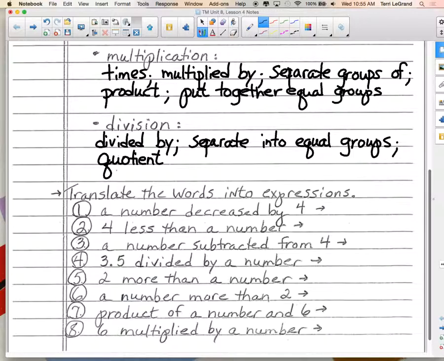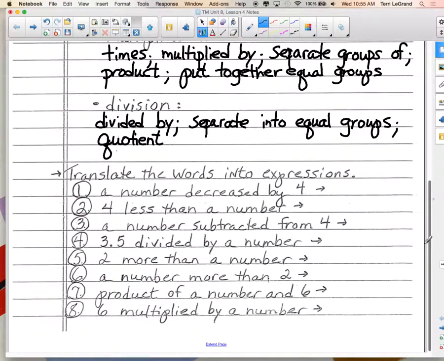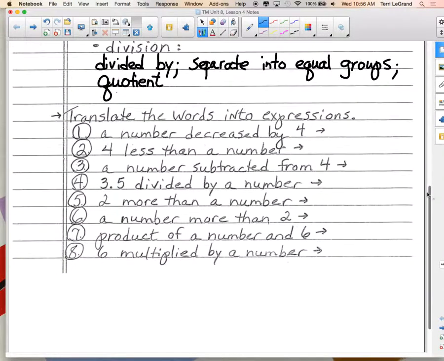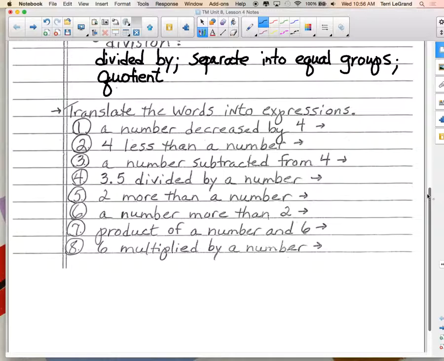Okay, well now we're going to translate some words into expressions, now that we know what some of those key words mean. Get this back up here in case somebody still didn't get their separate spelled right. Okay, number one, a number decreased by 4. What do you want me to do, Harley? Subtract. Okay, well then what's the expression going to look like now that we've decided which operation to use? We got to write an algebraic expression.